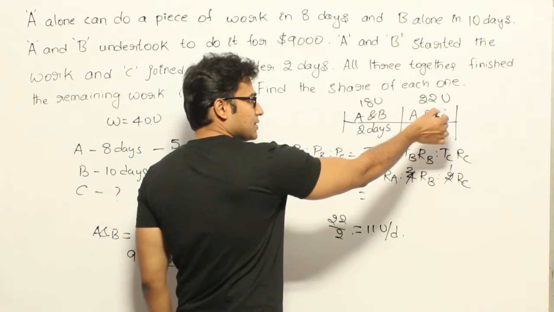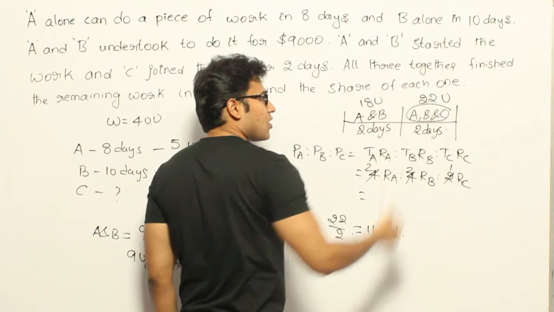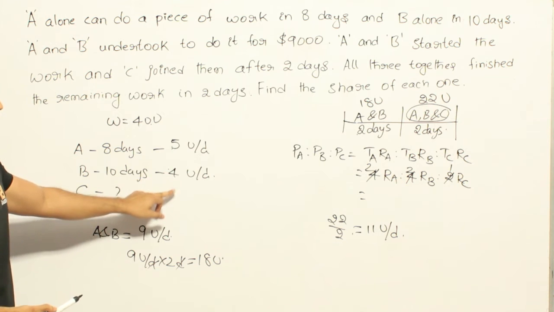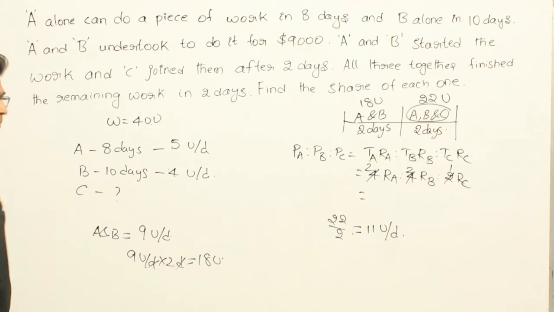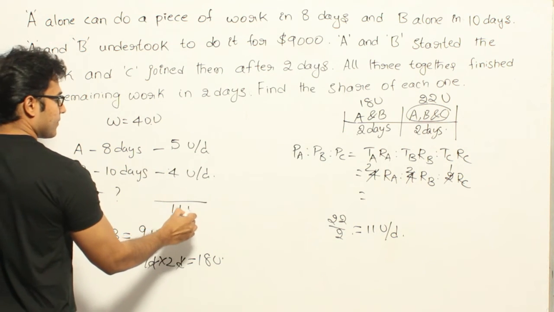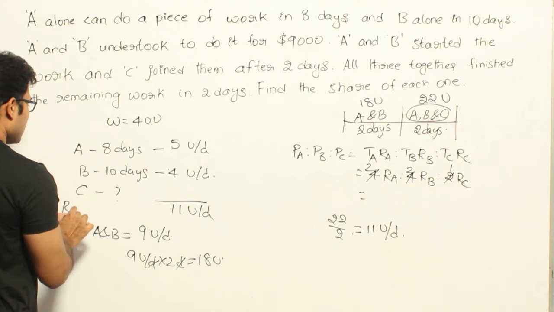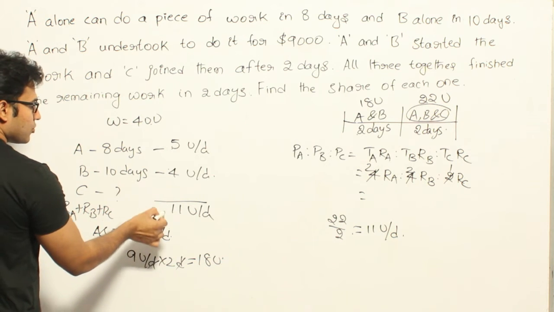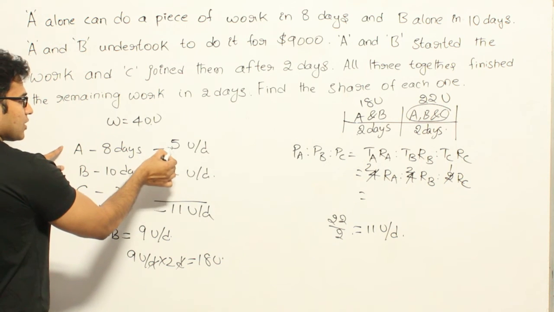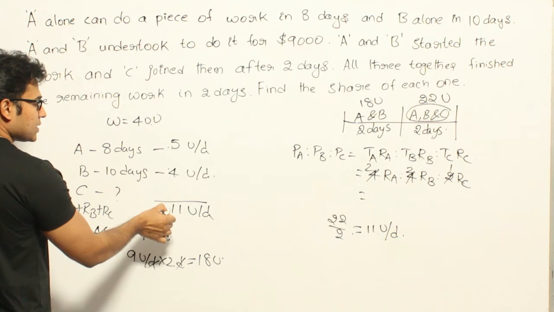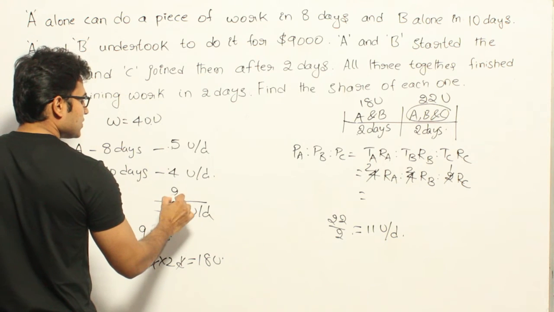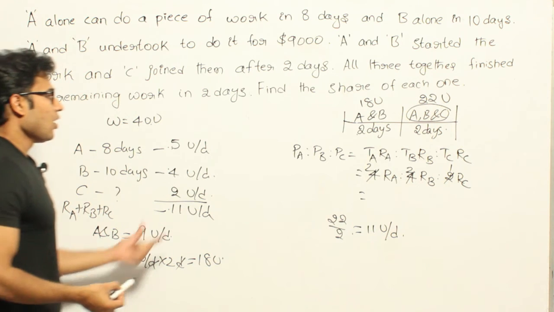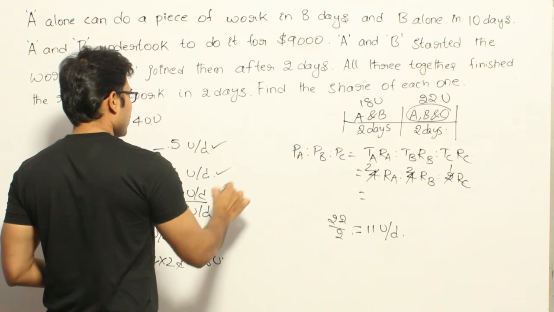And if you observe, this work is now being done by all of them. So rate of A plus rate of B plus rate of C is equal to 11. Are you getting this? Rate of A plus rate of B plus rate of C, all of them put together is equal to 11. Now rate of A plus rate of B is 9, all of them put together is 11. Therefore rate of C is 2 units per day. Got it?